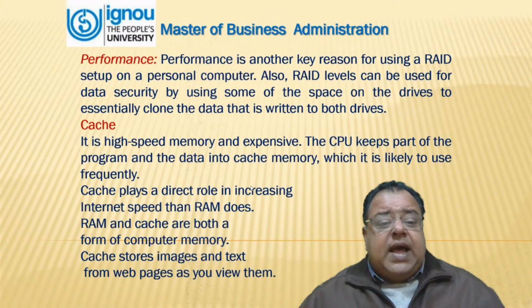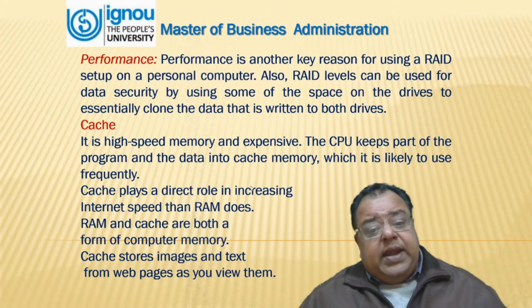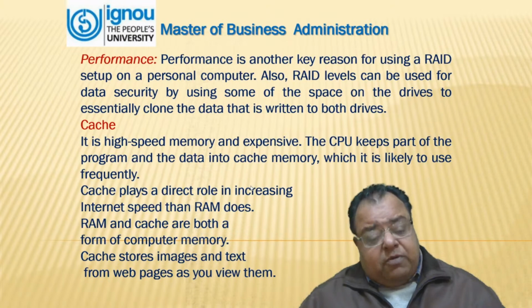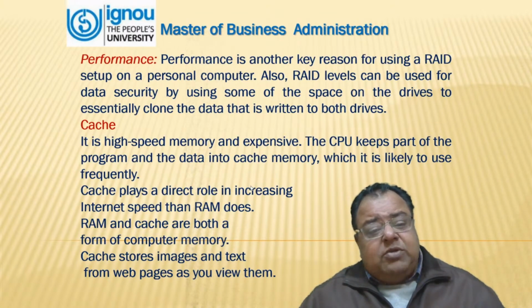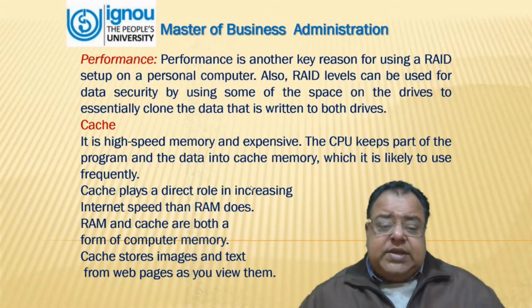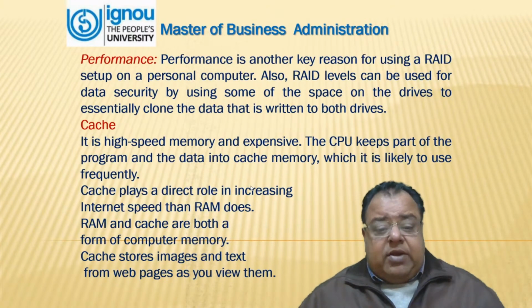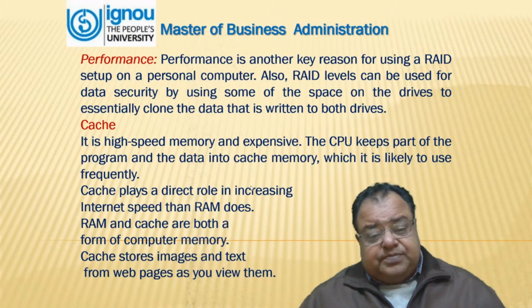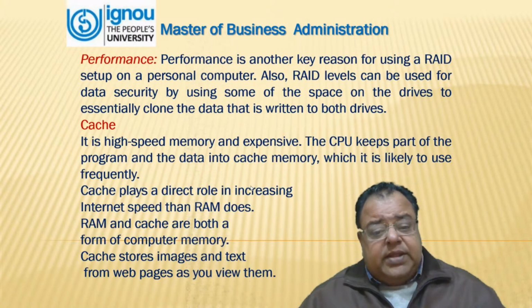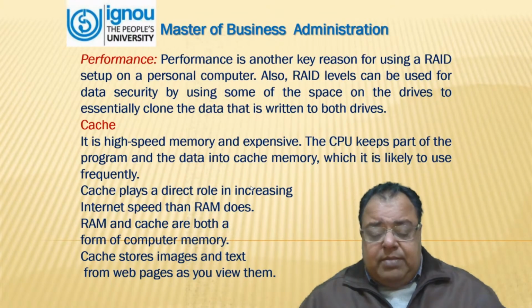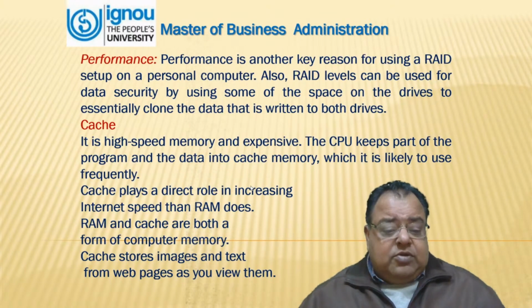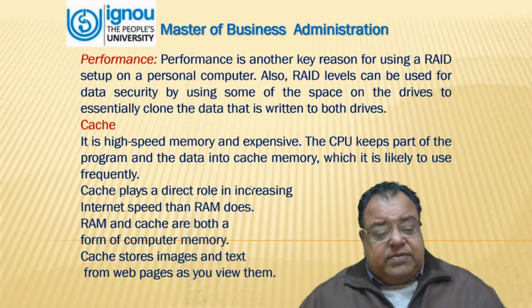Cache. It is high speed memory and expensive. The CPU keeps part of the program and the data in cache memory, which it is likely to use frequently. Cache plays a direct role in increasing internet speed more than RAM does. RAM and cache are both a form of computer memory. Cache stores images and text from web pages as you view them.